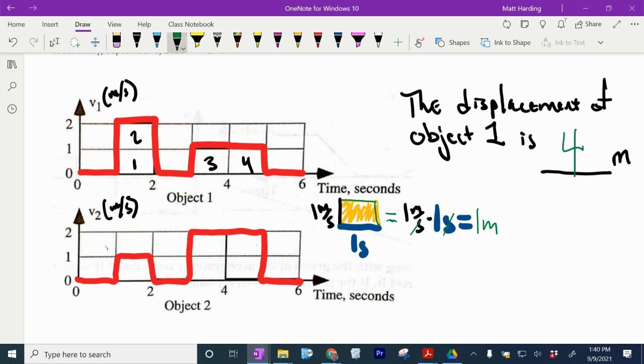So, variety of methods to get at it, but in the end, hopefully you can kind of get behind the simple idea of box counting to get the displacement. Okay, it went 2 meters every second for 1 second. That'll get you 2 meters. Then it went 1 meter every second for 2 seconds. That'll get you a further 2 meters. That gets you 4 in total. Or 1, 2, 3, 4 boxes. Each box is worth 1 meter.